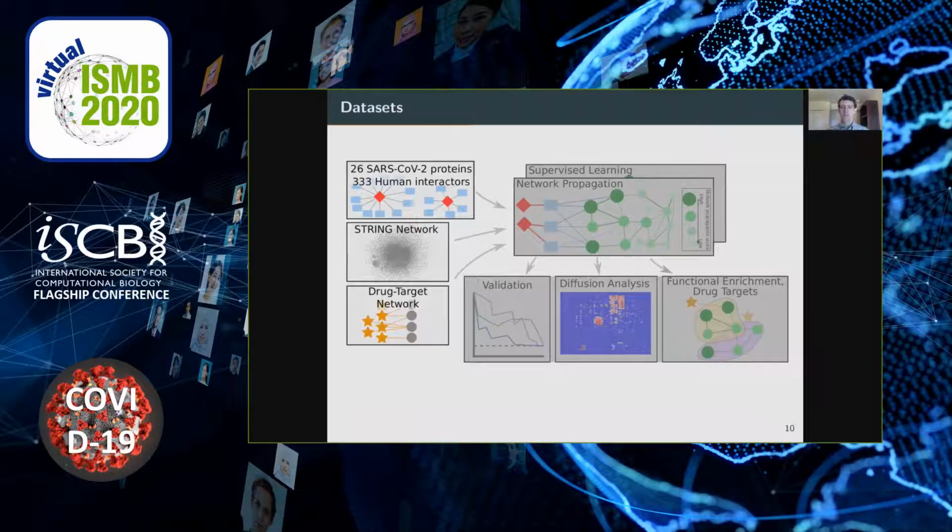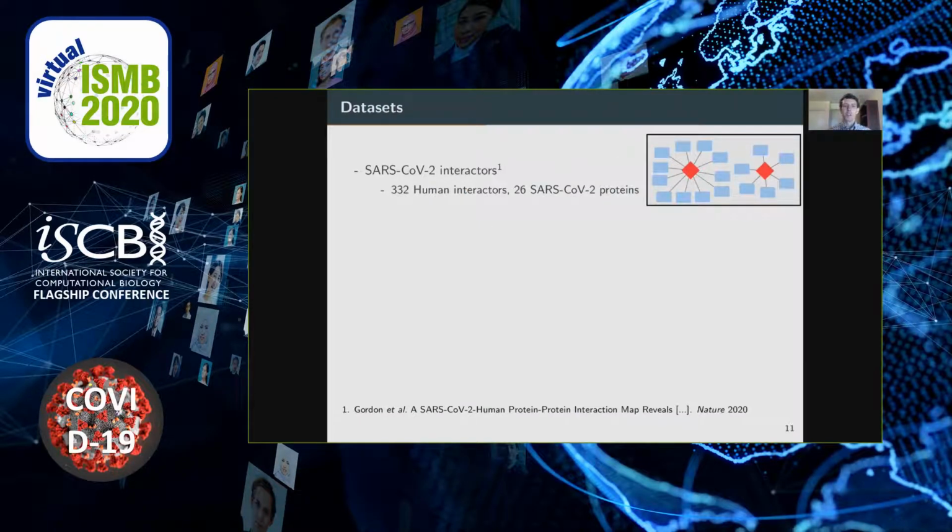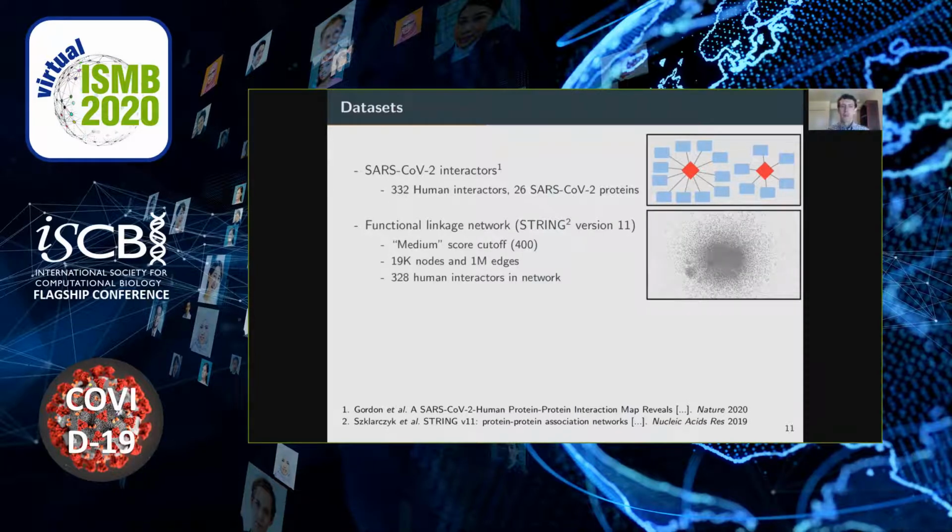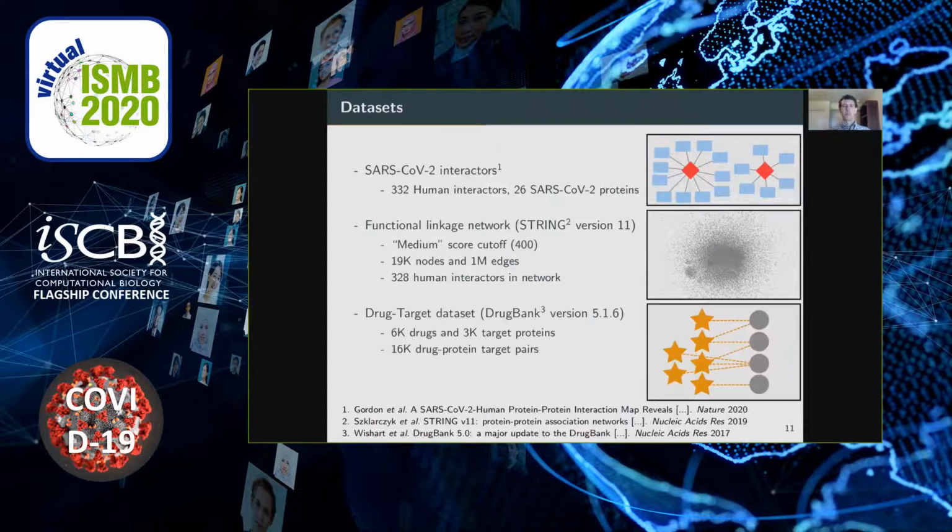Now for our data sets. As I mentioned, we use the interactors of the viral proteins as starting points for network propagation. For our network, we use the STRING functional interaction network, which includes protein interactions, gene co-expression, and more. Note that 4 of the human interactors of the virus were not in this network. Then to identify drug targets, we use the DrugBank database, which had about 6,000 drugs and 3,000 targeted proteins.